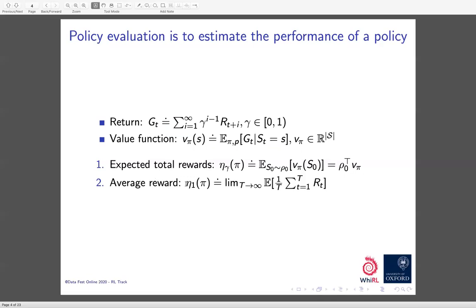Another popular performance metric is the average reward. We use eta 1 pi to denote the average reward of the policy pi. The idea is also very simple. We first select an interval capital T, then we compute the average reward that the agent gets in this interval. And finally, we let T go to infinity. So the average reward measures the rate at which an agent gets reward in the environment.